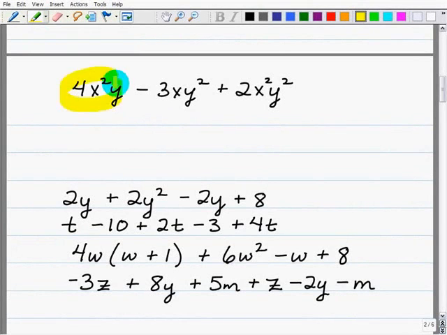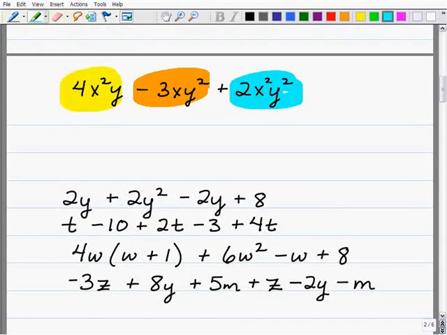Okay, so we have three terms here. We have this one, and this one. So with these three terms, let's go ahead and identify any like terms, if there are any. Okay, they all have x's and y's in them. This one has an x squared, this one has an x squared, but this one has a y to the first, and this one has a y to the second. These are not like terms.